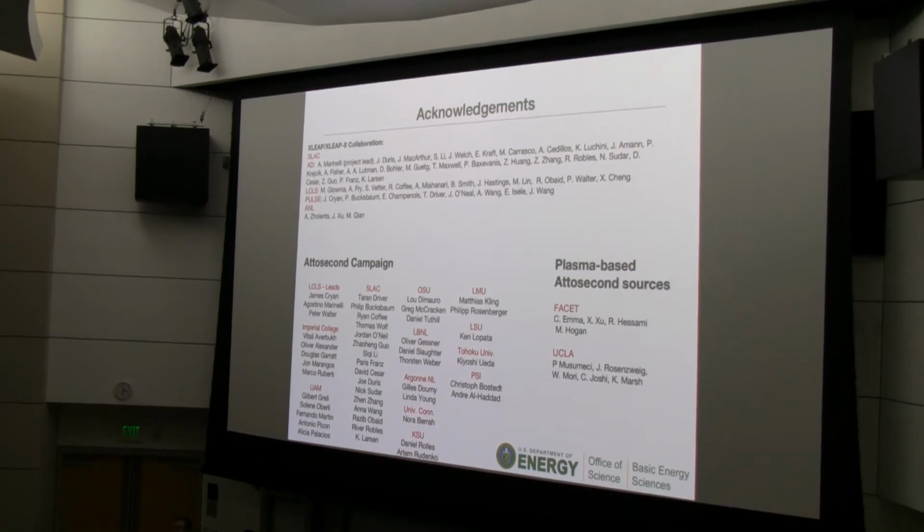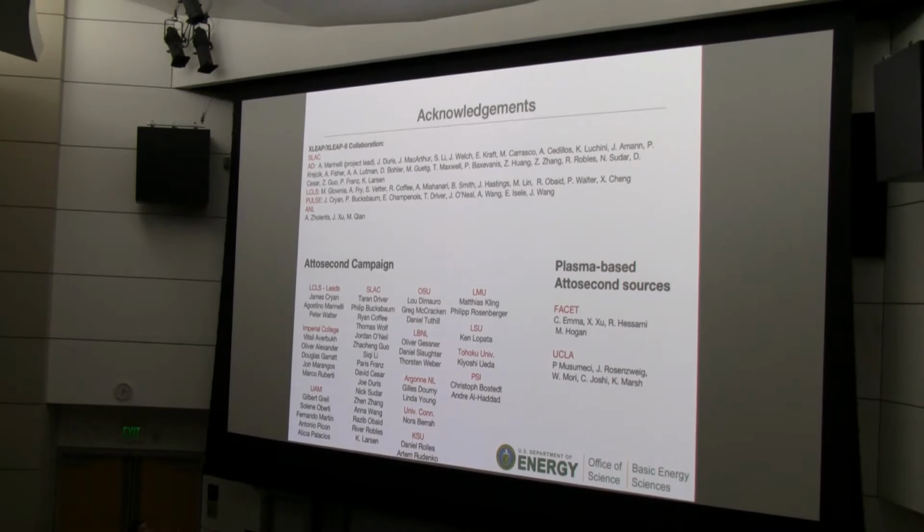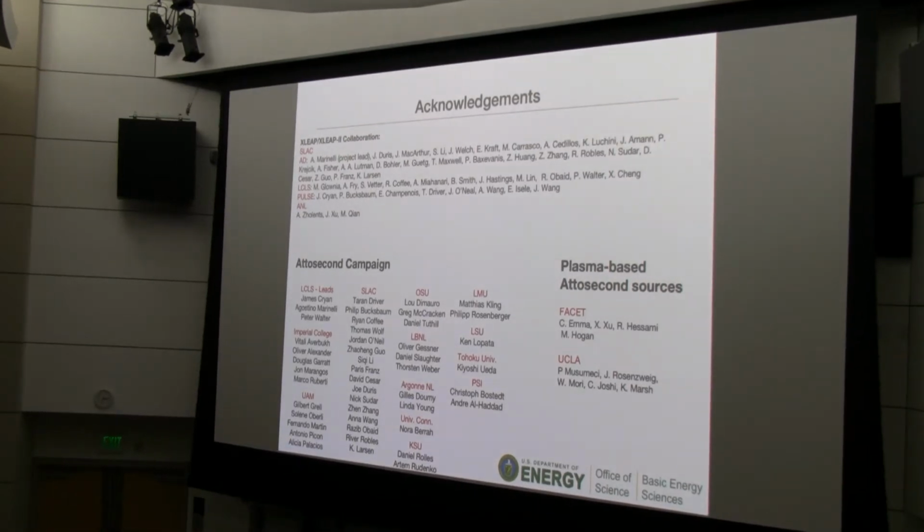As you'll see, FELs are big machines, and the experiments are difficult, so they typically involve large collaborations. Specifically, I'll show you the XLEAP and XLEAP2 results, which is essentially the project that led to the generation of attosecond pulses. Then this collaboration, also led by myself and James, where we're trying to use these attosecond pulses for something interesting. And in the last couple of slides, I'll show you how we're trying to go beyond this paradigm of high-gain FEL using plasma accelerators, in a collaboration with the FACET facility and a few different groups at UCLA.